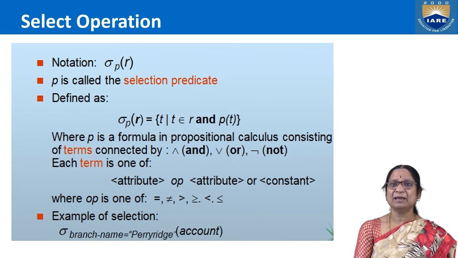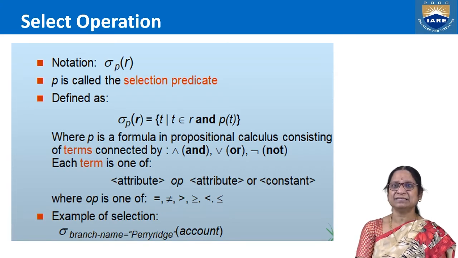What is P here? P is a predicate, which means it is a formula in propositional calculus. It consists of connectives, attributes and relational operators. Connectives means the AND operator, OR operator, NOT operator. And attributes will be there. So how to write this predicate? The syntax of the predicate is attribute, operator, attribute or constant.